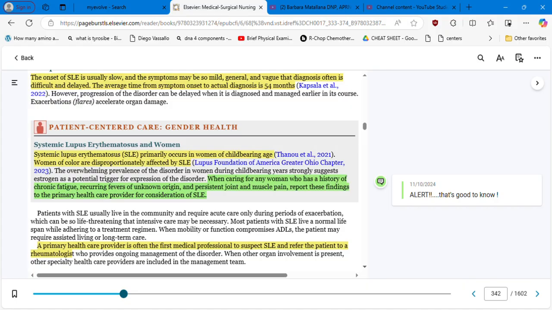So after they do all your blood work and there is no reason why you are feeling that way, you must consider lupus.